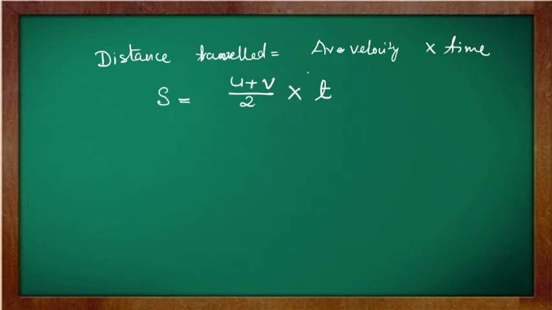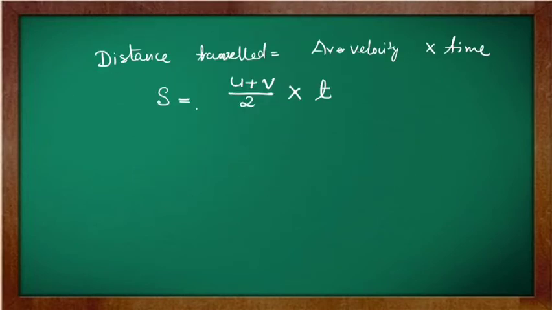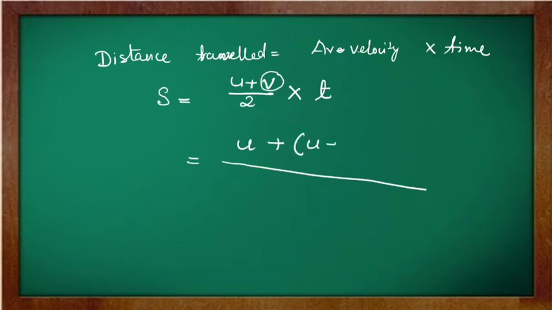Now how is the multiplication done? From the first equation of motion, what was the first equation of motion? From the first equation of motion we have got v is equal to u plus at. So here in place of v, we will write u plus at. We already have one u, and in place of v we are going to write u plus at, and then this is divided by 2 and this into t is there. Now here let us try to solve it.